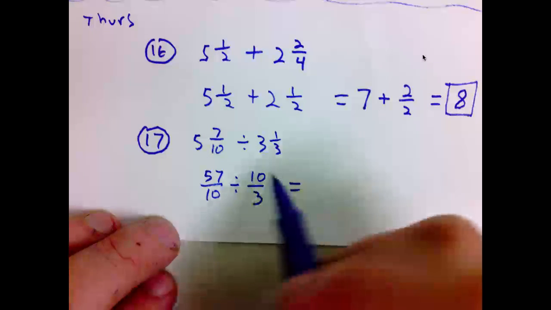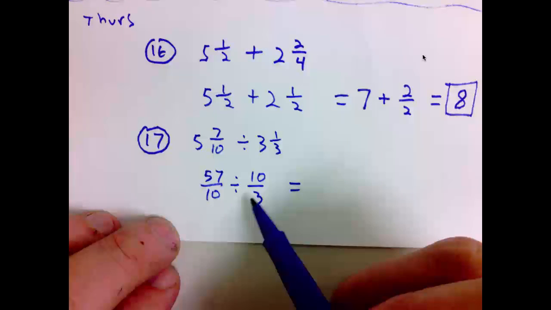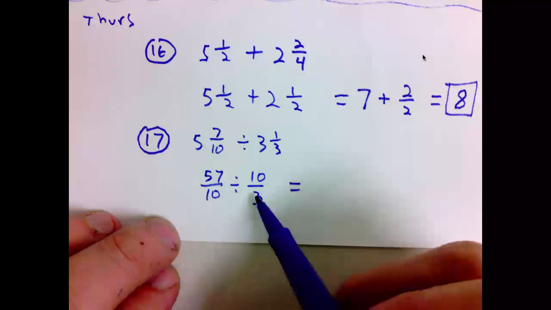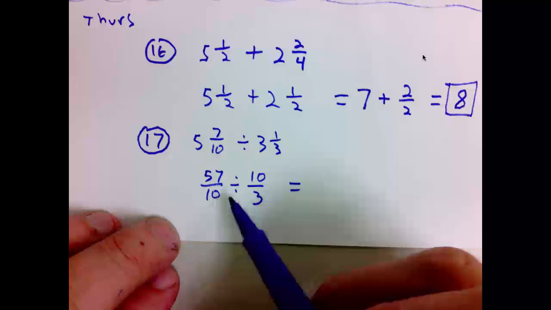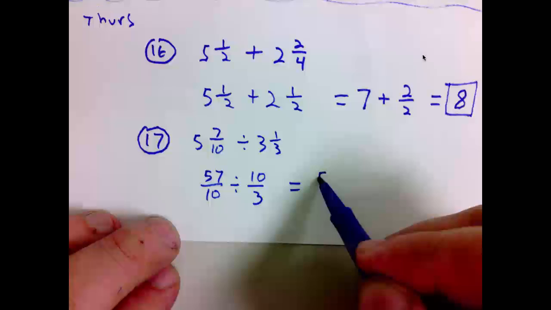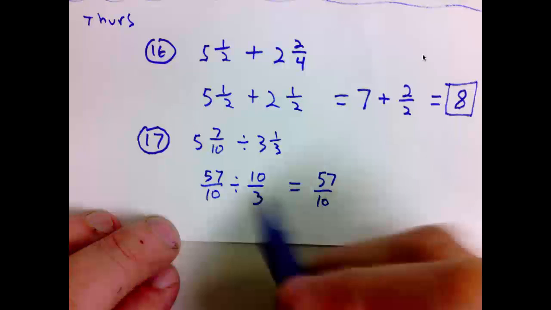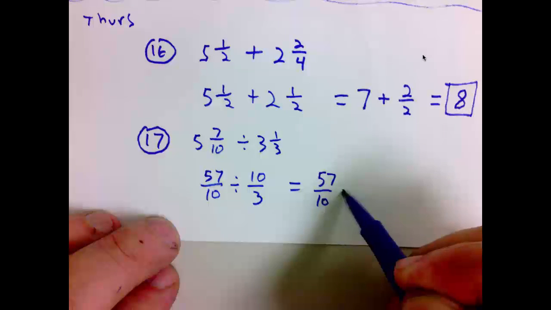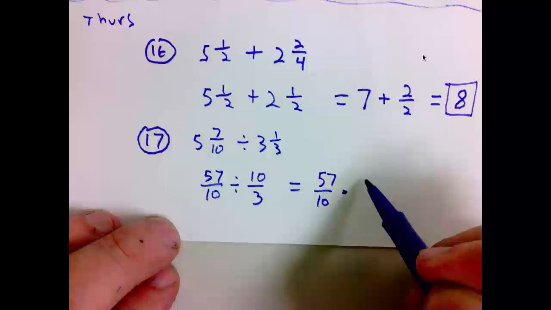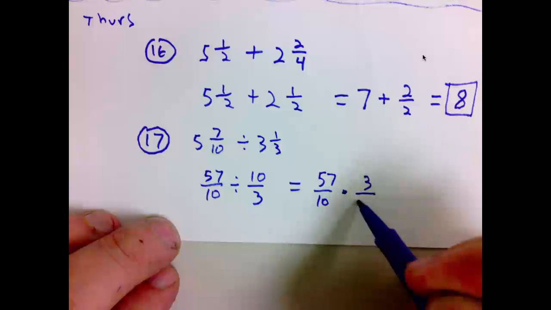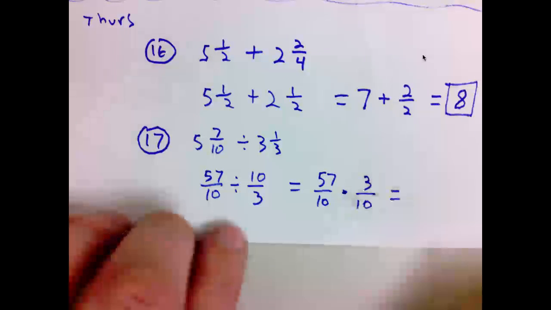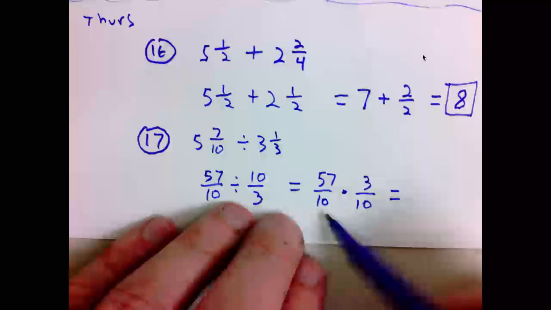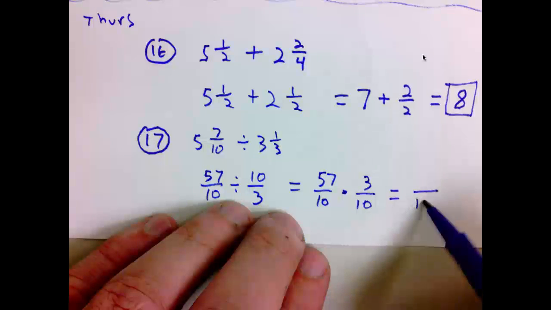Well, when dividing by a fraction, we multiply by the reciprocal. We keep, change, flip. Keep 57 over 10 the same. Change, divide to multiply. Flip the second fraction. This becomes 3 over 10. Now we can multiply straight across. Well, 10 times 10, that's pretty easy, 100.